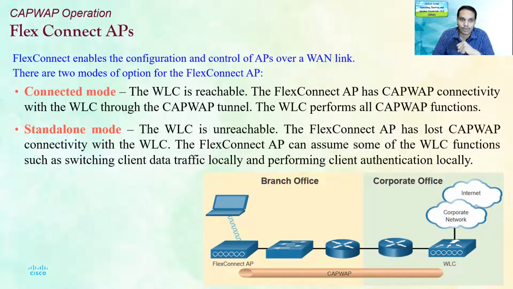In the second mode, called standalone mode, the WLC is not reachable. The FlexConnect access point has lost the CAPWAP connectivity with the WLC. In that case, the FlexConnect access point can assume some of the WLC functions, such as switching client data traffic locally and performing the client authentication locally as well. So these are the two modes in FlexConnect access points: connected mode and standalone mode.